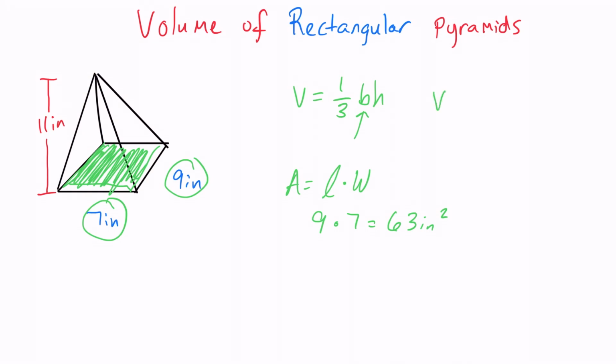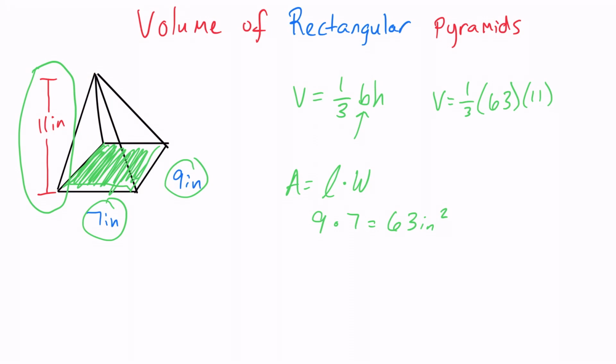V equals 1/3 times 63 times, well, our h value. Our h is our height. Our height is how tall our pyramid is, and that's actually given to us right here. It says it's 11 inches. So we're going to go ahead and plug that in for our height. And now we end up with our values 63 times 11 times 1/3.